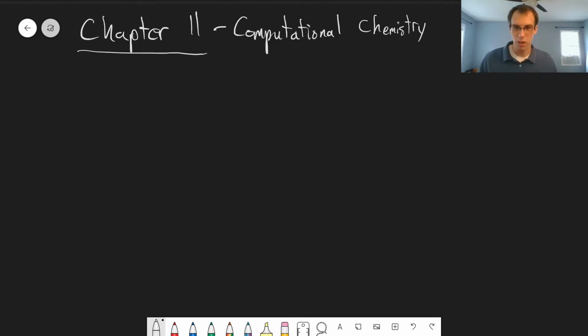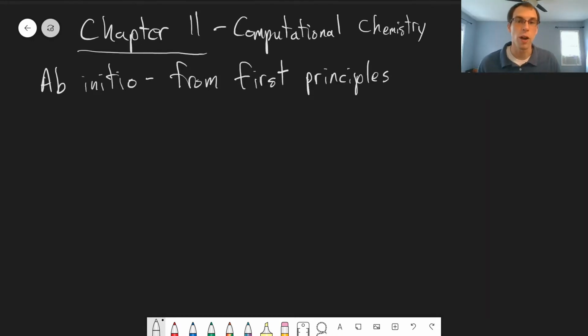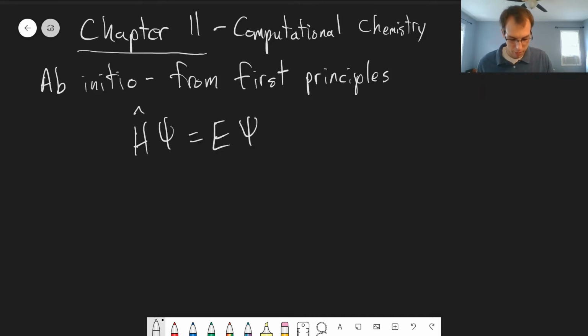In particular, we're going to be looking at what's known as ab initio calculations. Ab initio stands for from first principles, it means that in Latin. And these are calculations that rely on the rules of quantum mechanics. So essentially calculations here use the Schrödinger equation, H psi equals E psi, and we use the approximation methods that we've talked about.